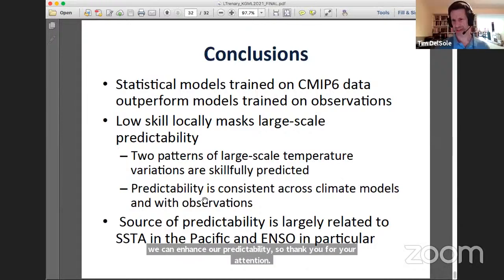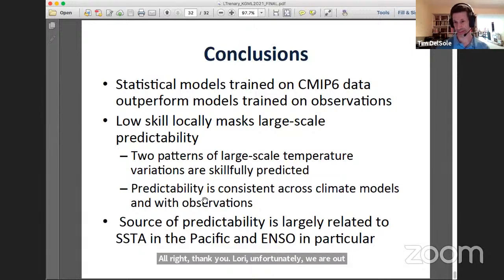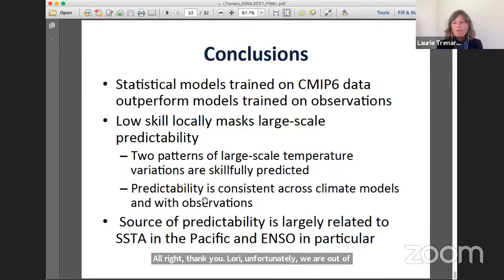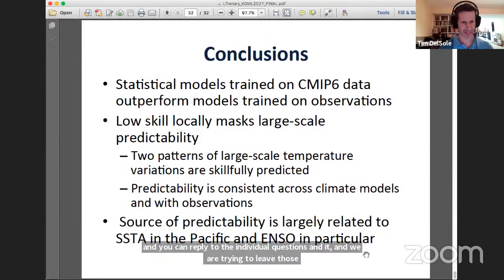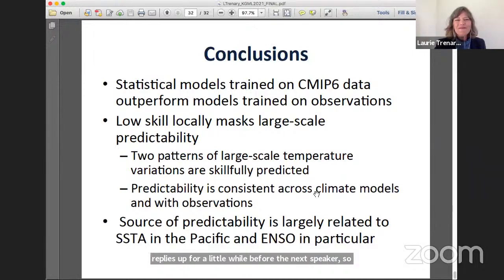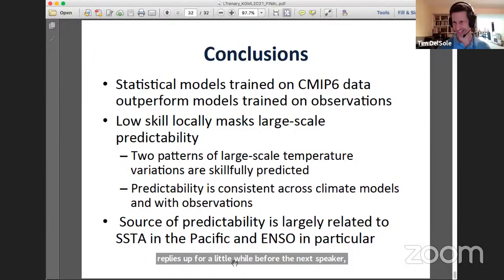All right, thank you, Laurie. Unfortunately, we are out of time. We don't have time for questions. But the great thing about this format is you can go to Slido and you can reply to the individual questions. And we are trying to leave those replies up for a little while before the next speaker. So you can try to do that. So I'll now hand over the moderator to Libby.